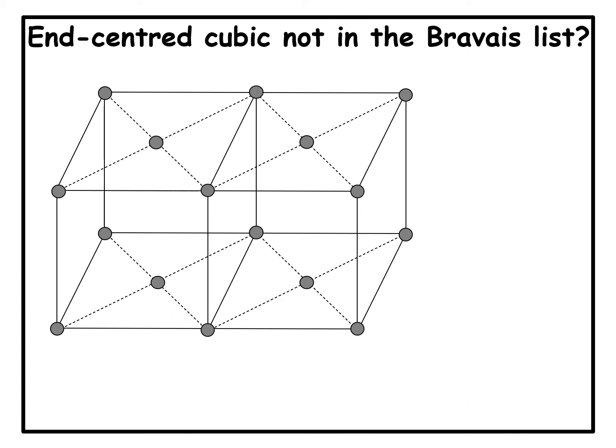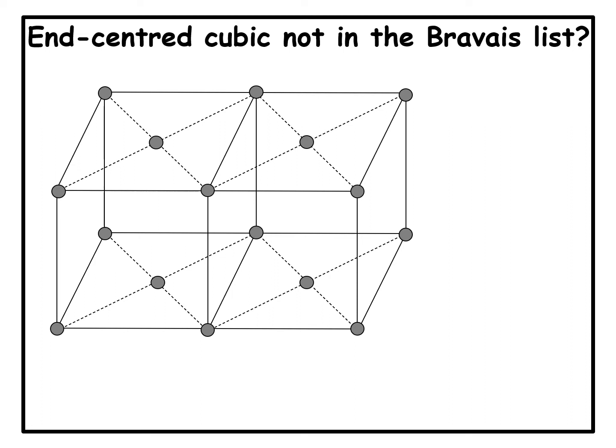End-centered cubic is not in the Bravais lattice. Why not? I have drawn 2 cubic unit cells side by side with a common face. And I have tried to make these cubic unit cells end-centered cubic by placing additional points on top and bottom faces. You can see I have not put them on all faces. If I would have put them in the centers of all faces, then I would have got a face-centered cubic, which is an allowed lattice in the cubic system.